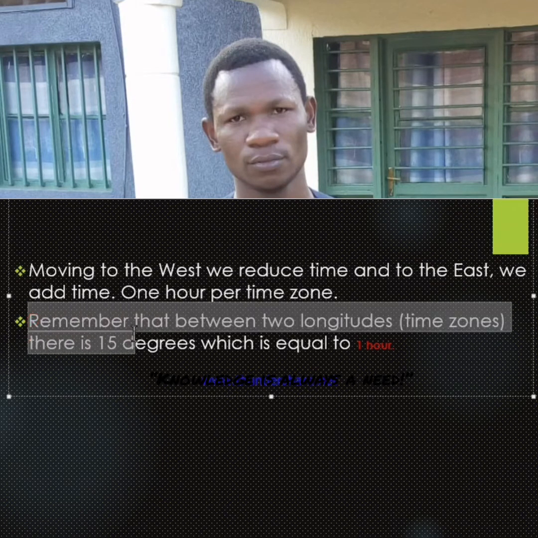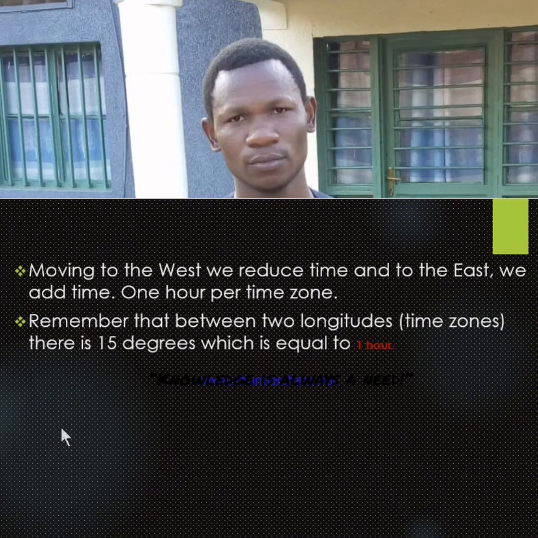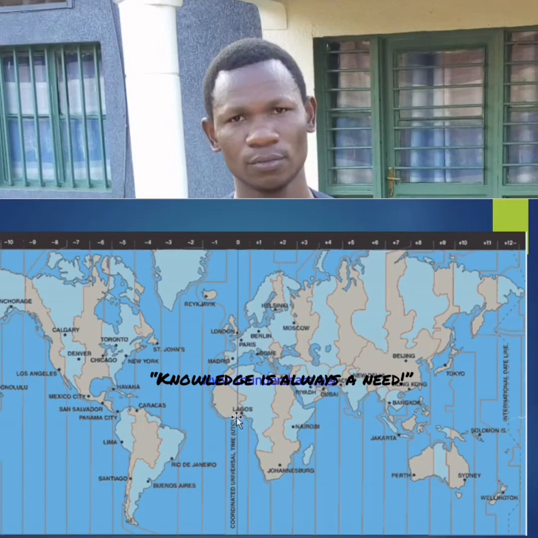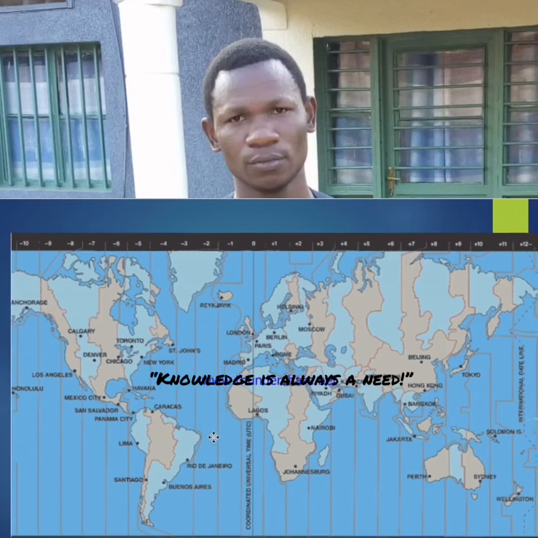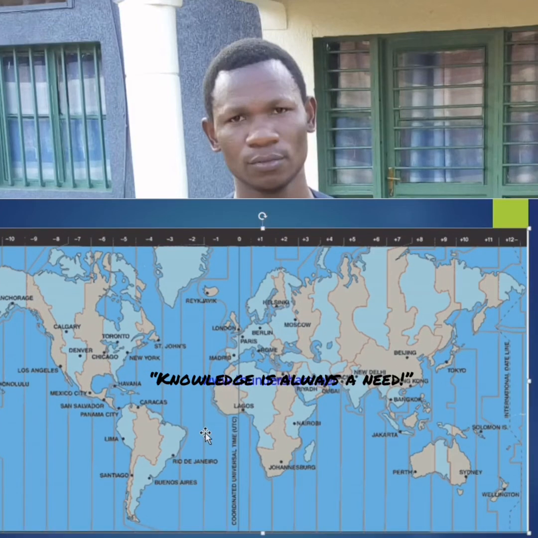Remember that between two longitudes, which is just like saying time zones, there are 15 degrees, which is equal to 1 hour. What does it mean? On the map we had before, between this time zone and this one, there are 15 degrees, and those 15 degrees are always equal to 1 hour. So if we have a town here and another town here, between those two towns there are 15 degrees and 1 hour.